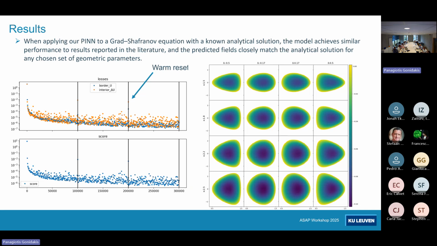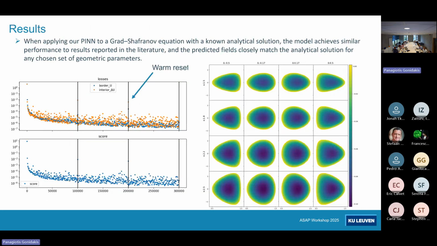And also, if you compare for different shapes, and here it is the difference between the analytical exact solution and the one obtained by the code, you see that the difference is mainly at the center, but we have less than 1% error between the exact solution and the result provided by the PINN.